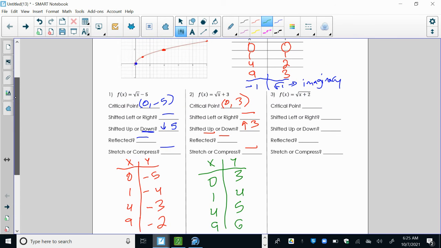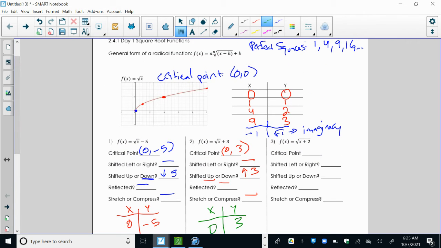All right, next one is where we got to refer to our formula carefully. So this one says the square root of x plus 2. Okay, so now there's nothing going on out here. So we don't have a shift up or down, but we do have a shift left and right. So if we think about where our critical point would be, this is similar to what we had in the last unit with vertex form, where we have to flip the sign on whatever we have for h. So if it's x plus 2, our critical point would be at -2, comma 0.